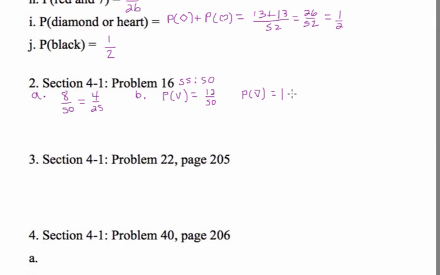A complement is 1 minus the original probability. So in our case, that would be 1 minus 12/50ths, or 38/50ths, which reduces to 19/25ths. Now you could also just have counted up all the states that didn't start with vowels, gotten 38, and gone directly to this step. But I wanted to show you, again, how the complement works.